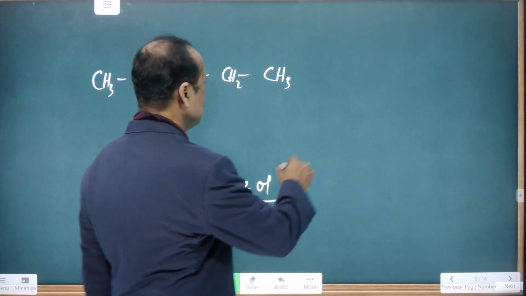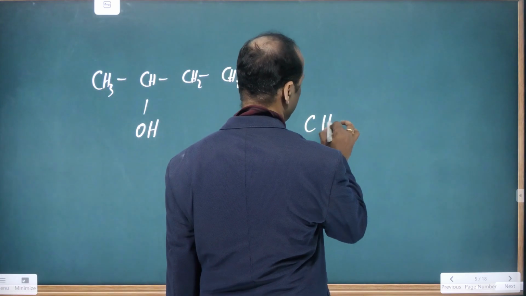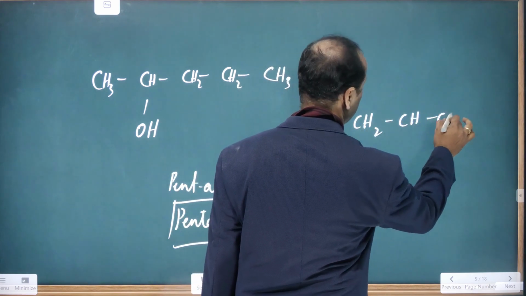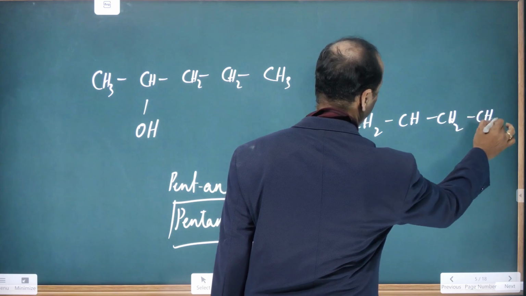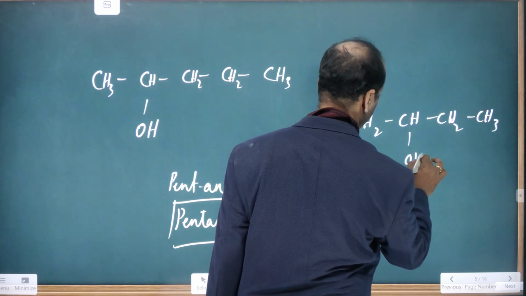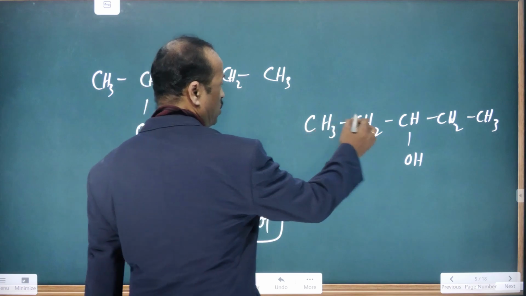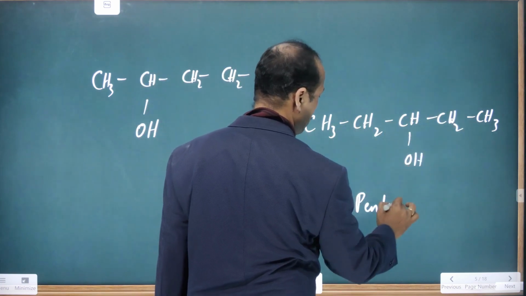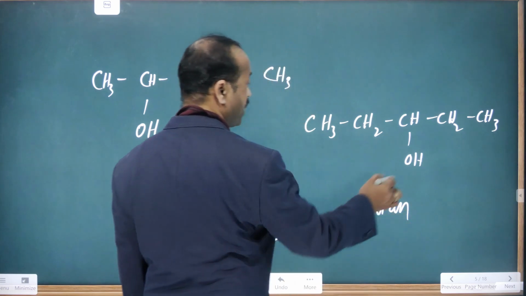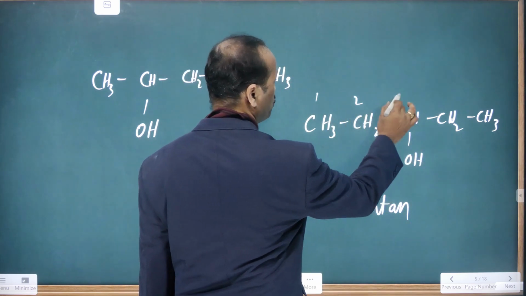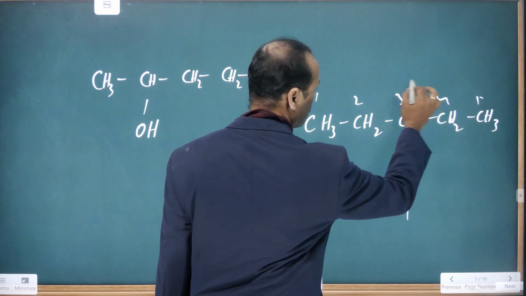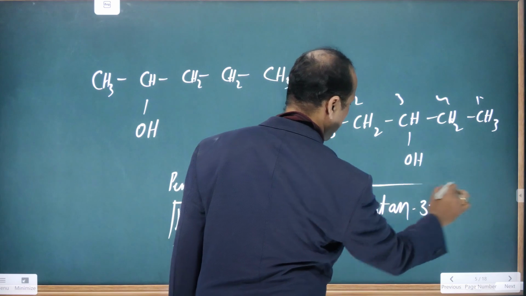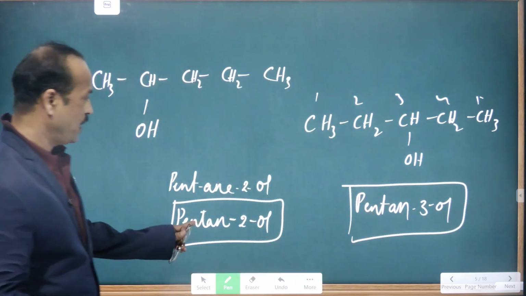Okay, now we can write this like this also. CH3, CH2, CH, CH2, CH3, and here I'll put the OH. Okay, so 1, 2, 3, 4, 5, that is pent. All single bonds, ane. But to which carbon is this alcohol attached? 1, 2, 3, 4, 5. The third carbon. So what can I write? 3, alcohol is ol. So pentan-3-ol. So this is pentan-2-ol.